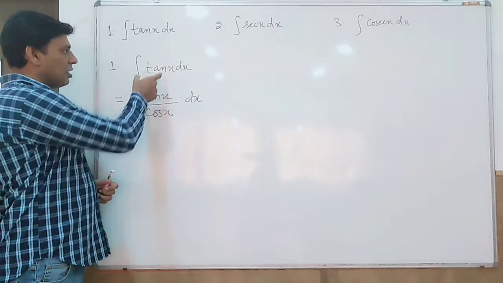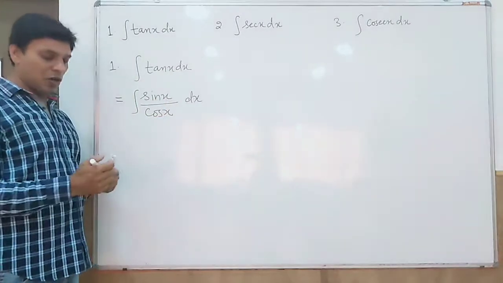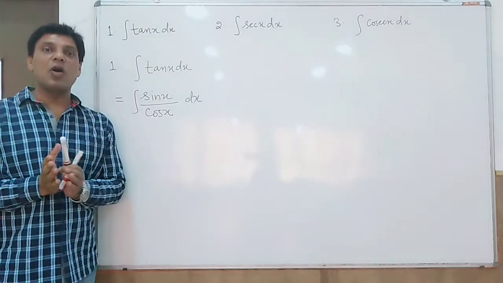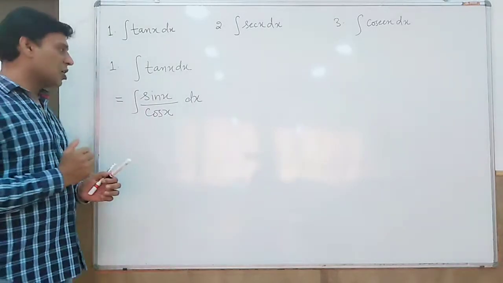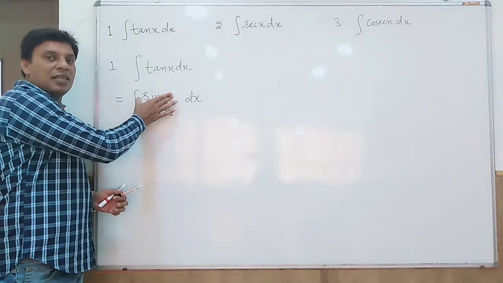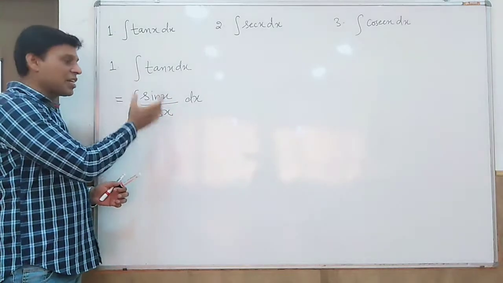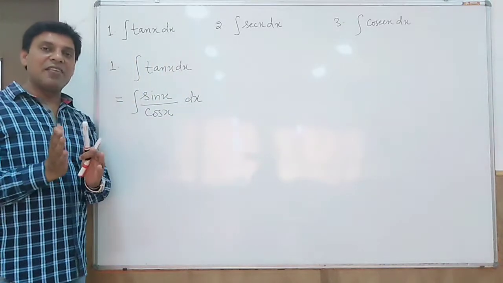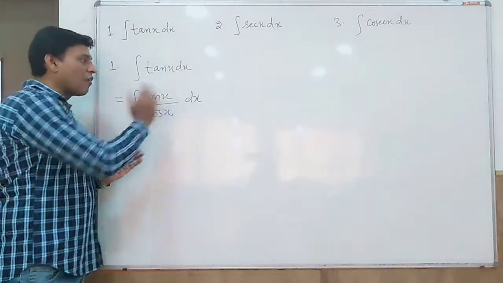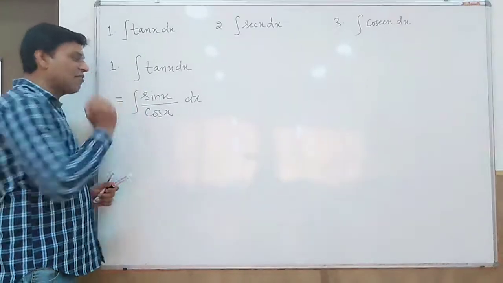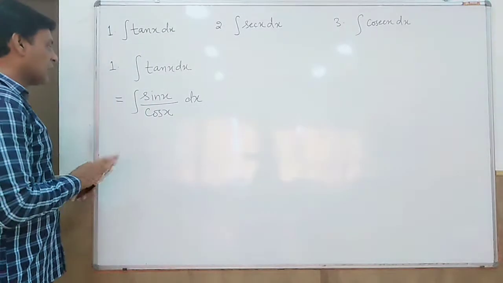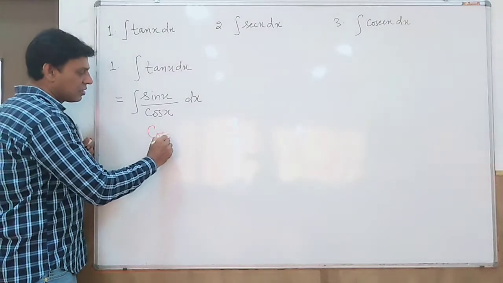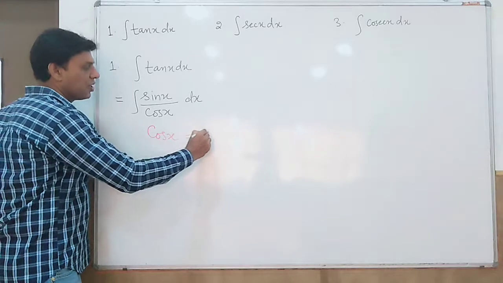You know tan x can be written as sin x upon cos x. Now you have a situation: which function should you put as t? If I put sin x as t, then the differentiation of sin x is cos x, but it is not there with dx. Your derivative should be along with the dx. So we have to put cos x as t. So now we are putting cos x is equal to t.